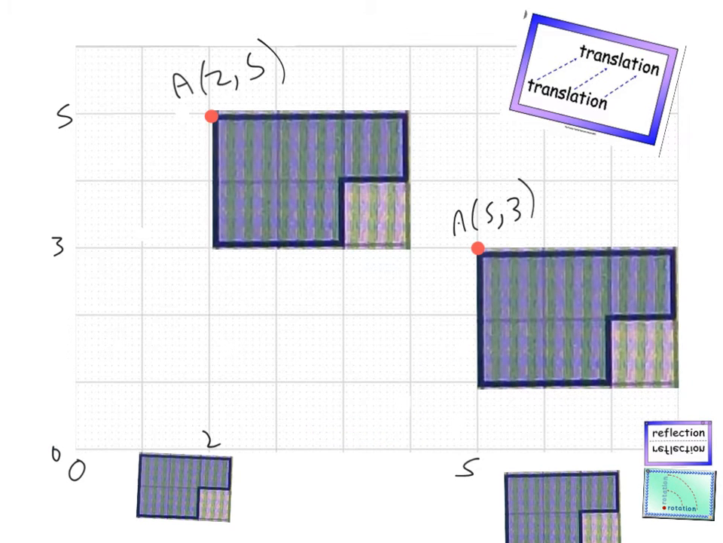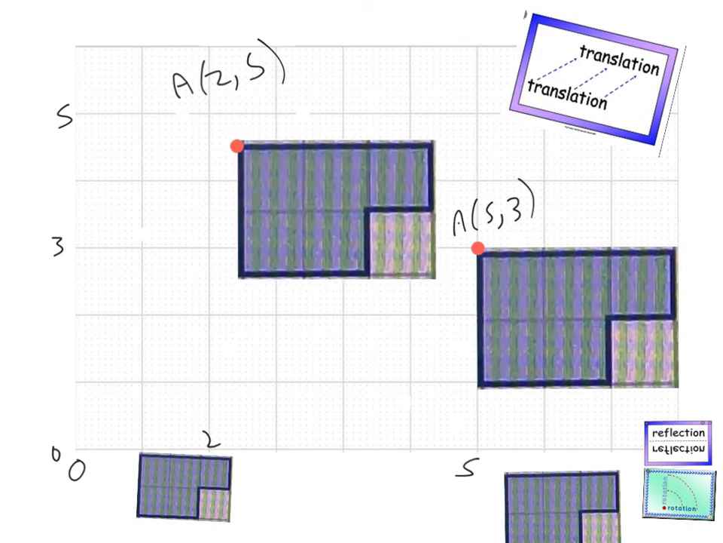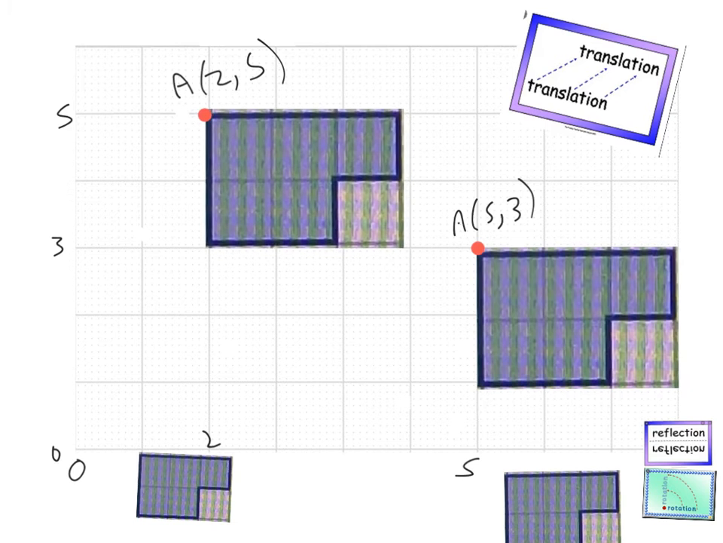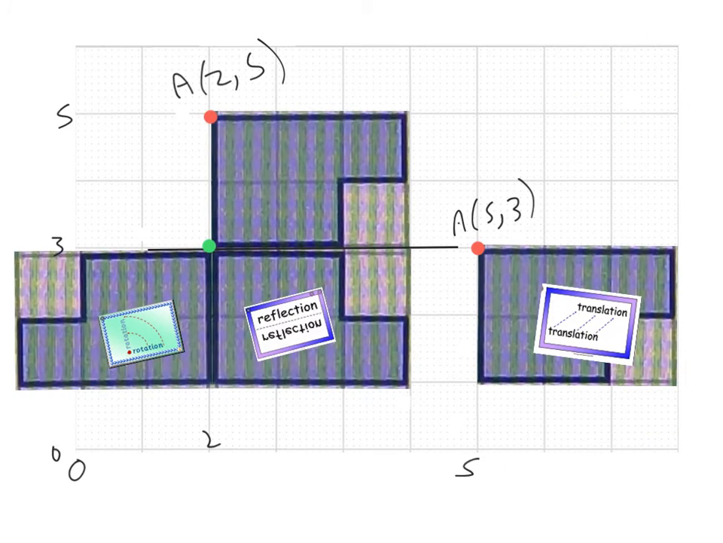Often when we're doing a translation, they'll ask you to move a specific point. So they'll say move point A from 2 and 5, which we see here, remember 2 across, 5 up, to 5 and 3. So we've done that, 5, 3 up. So we've just taken the shape and literally moved it over. We haven't flipped it, we haven't rotated it. That is a translation.